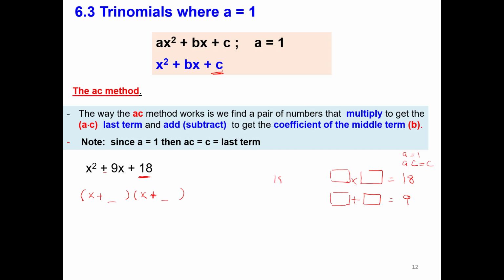For 18, let's find the prime factors. We can divide by 2, and you get 9. Divide by 3, you get 3. And 3 divided by 3 is 1. Then the factors are 2, 3, and 3. Now we need to find a way to combine these factors to get 18, and if we add these two numbers, they equal 9.